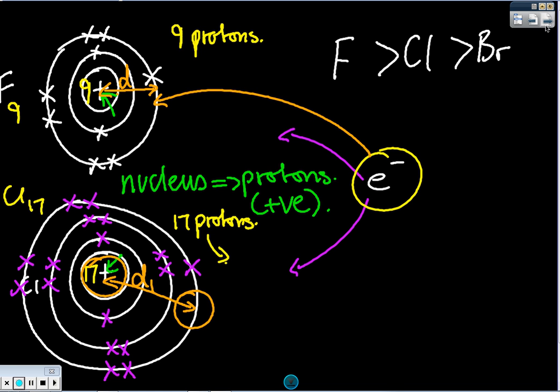I'll do another video on displacement reactions based on this reactivity, which will also allow us to further prove this theory of the reason behind reactivity of group 7 elements. I hope that helped.